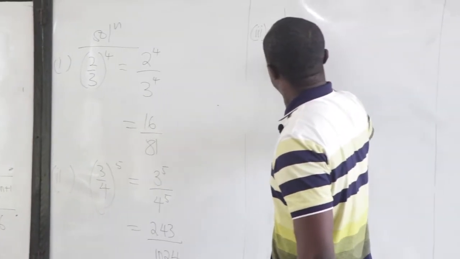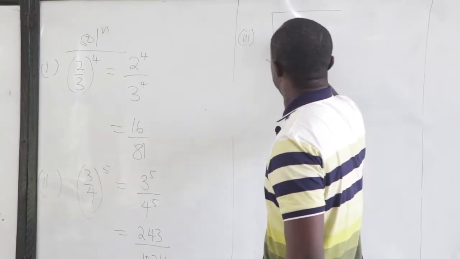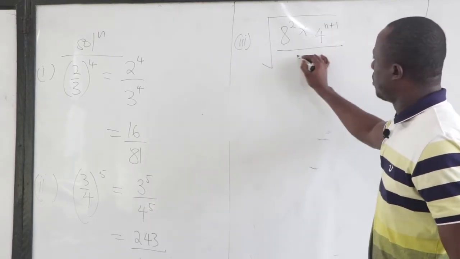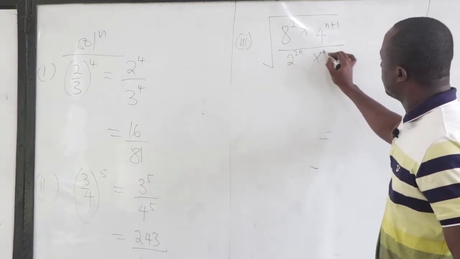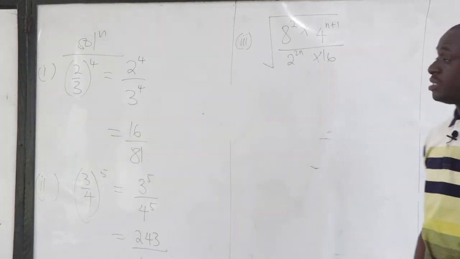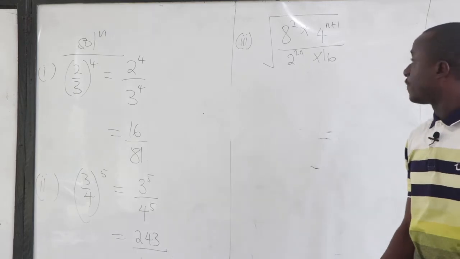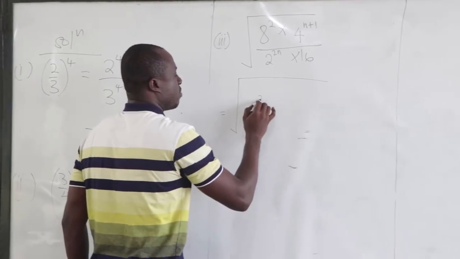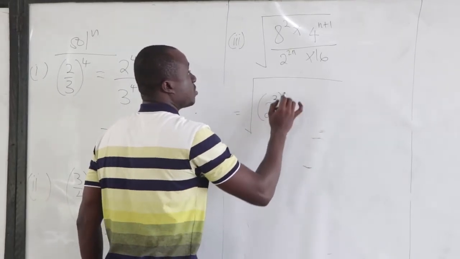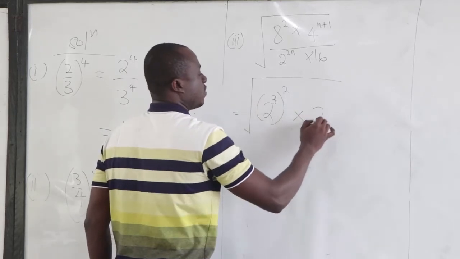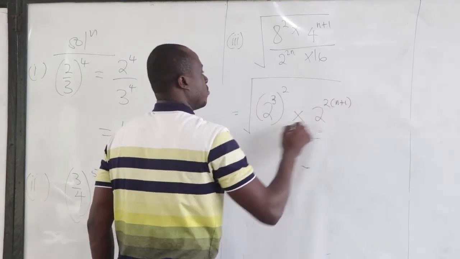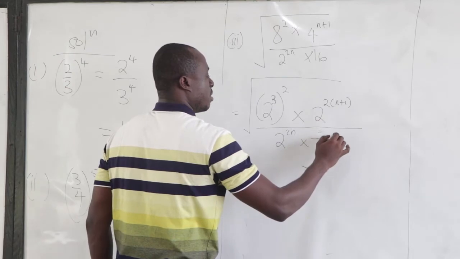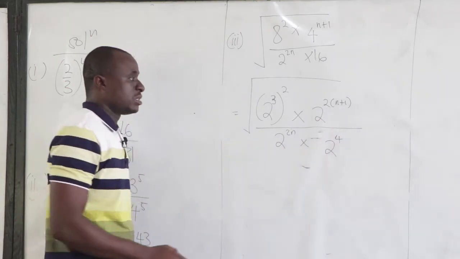Now let's see the third one. Let's say you have 8² times 4^(n+1) all over 2^(2n) times 16. Over here we can make all the bases the same for us to have a base of 2. So this is just the square root. 8 is the same as 2 to the power 3, and then there's 2 outside, times 4. We can change 4 to 2 to the power 2, so 2^(2(n+1)) all over 2 to the power 2n. And then you can change 16 to 2 to the power 4.